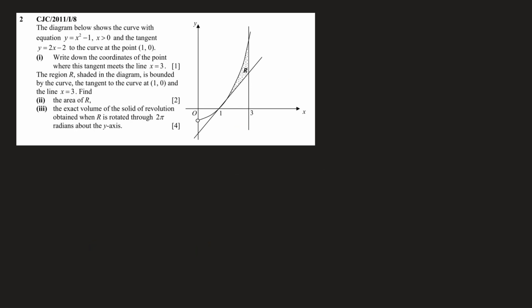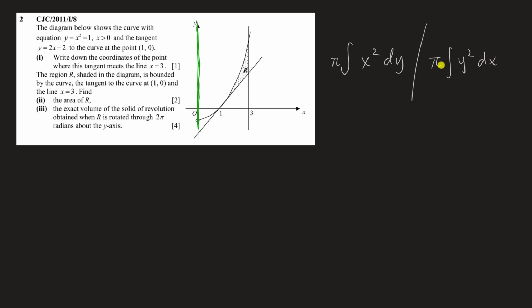Part 3, the exact volume of the solid of revolution obtained when R is rotated 2 pi radians. That means 1 whole round about the y-axis. So this time they chose this as the axis of rotation. We have 2 options: integrate pi x squared dy or integrate pi y squared dx.